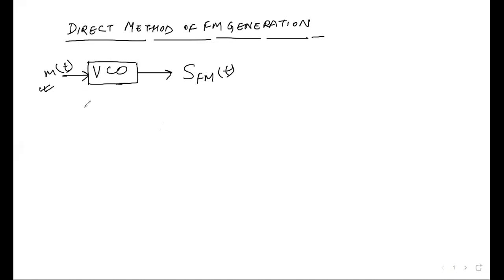In case of varactor diode, we have seen that when the reverse bias is applied, the depletion width increases. Due to that, the capacitance decreases, and hence the instantaneous frequency increases, and vice versa. In the opposite direction, when the width decreases, capacitance will increase, and frequency will decrease. So in this way, we are getting the frequency modulation based on the value of this modulating signal. We have seen that we have used a Hartley oscillator.